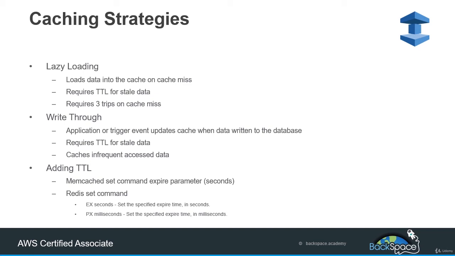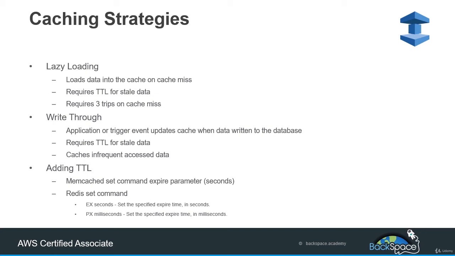The other strategy there is write through, and that is where our application, or if we're using database triggers, a trigger event will update the cache when data is written to the database or the database is updated. So this again requires a TTL to make sure that stale data doesn't build up.